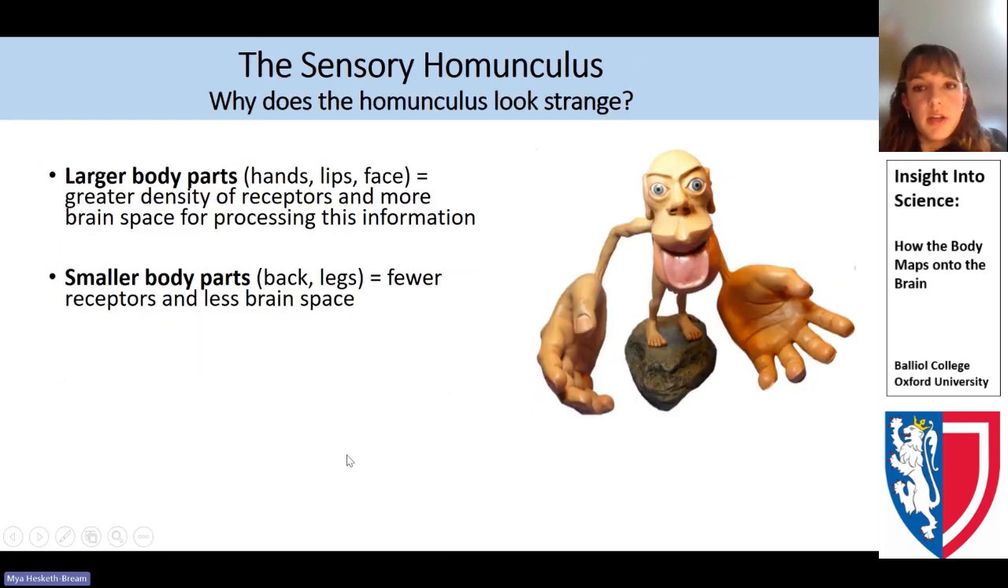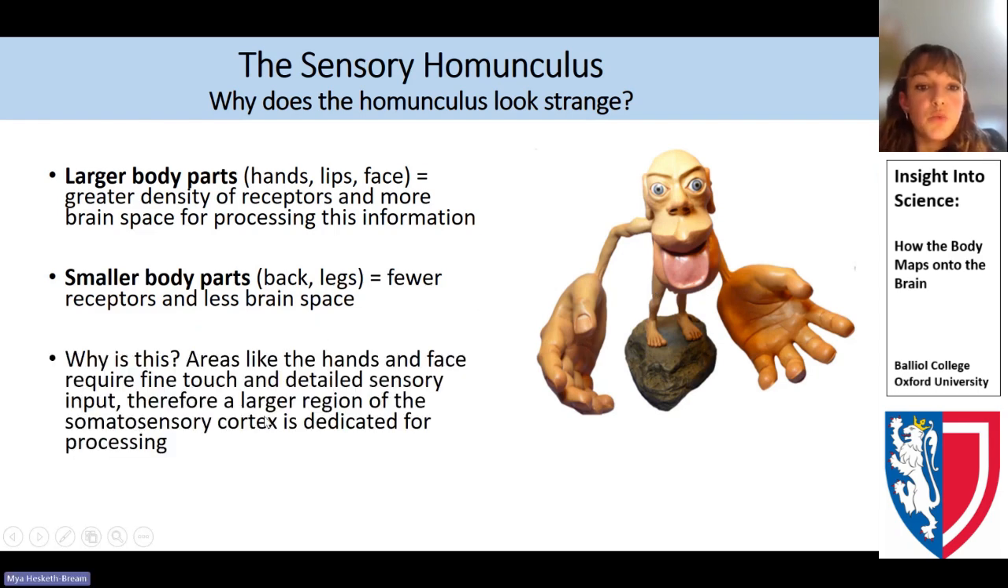Okay, so the reason why we have more brain space is because we've got a greater density of these receptors, and they've also got smaller receptive fields. So this is, yeah, just kind of reiterating that point. And then smaller body parts on this homunculus, they have fewer receptors in that part of the skin and less brain space represented. So why is this?